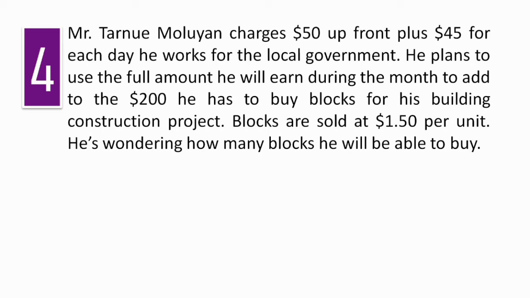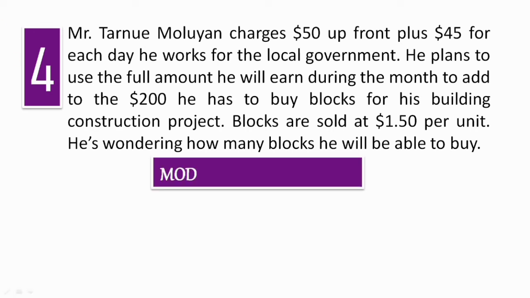So the first thing is he will work and earn his salary. That's the first part of this problem. Then the next part of it is using that salary to buy a number of blocks. So this is a composite function problem. All right, so we go ahead to model this situation.